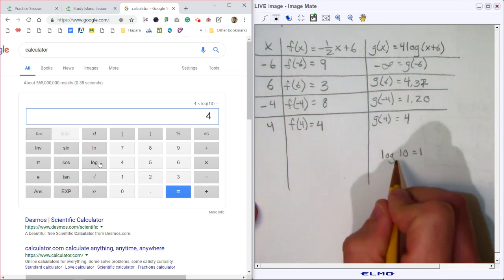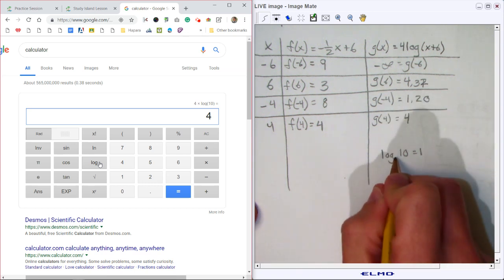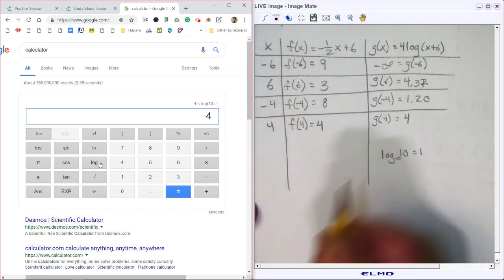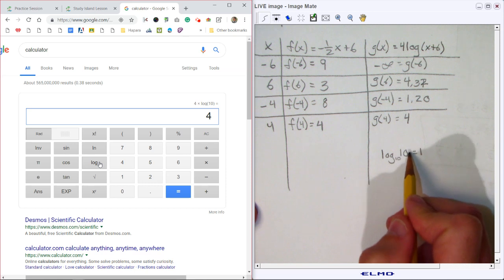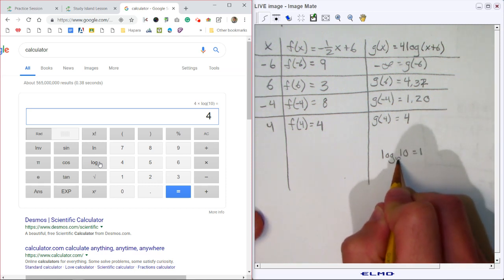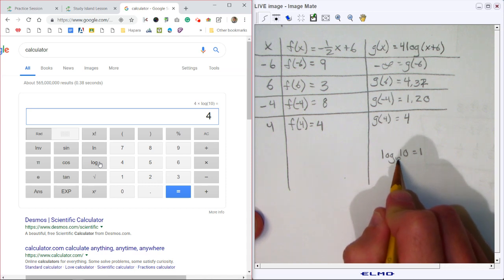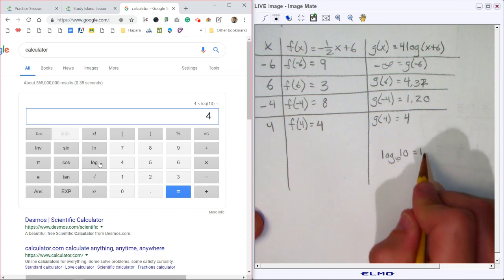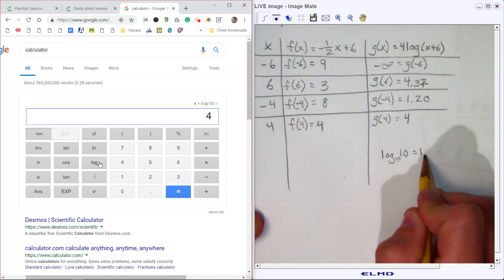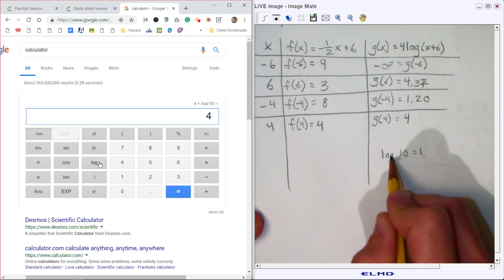Why? Because when you do log, and there's no number written right next to the log, it's an invisible 10. And log base 10 is asking you this number here, which like I said is always 10 unless you see another one written there: 10 to the what power is equal to 10? Well, 10 to the first power is equal to 10. So log 10 is 1.